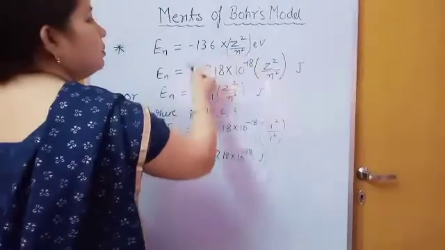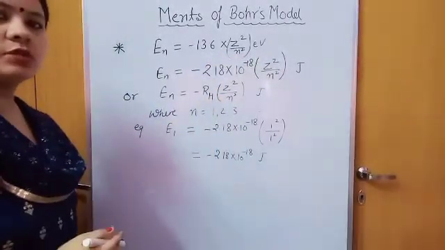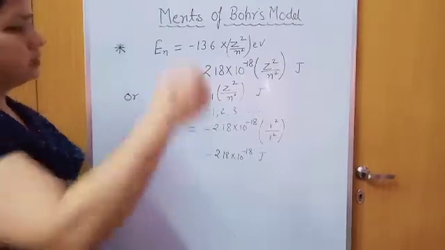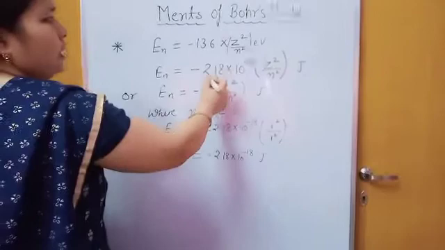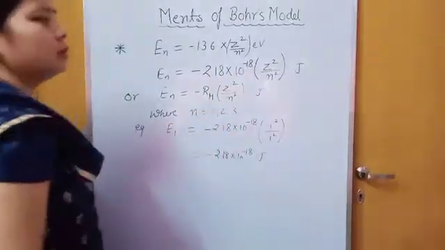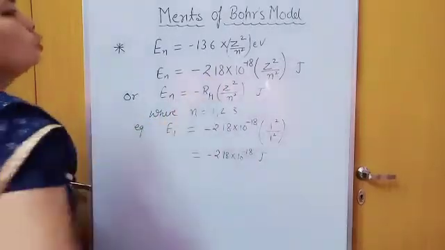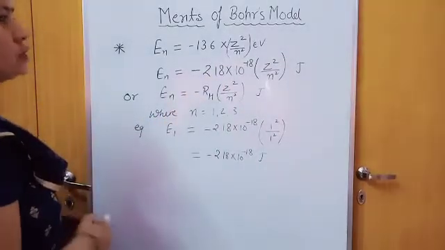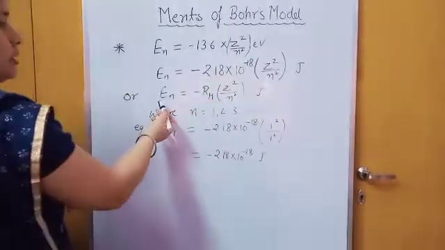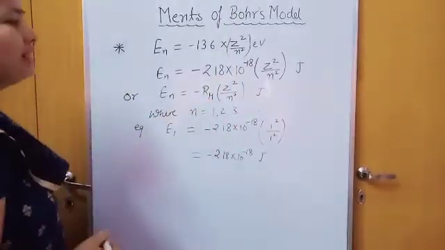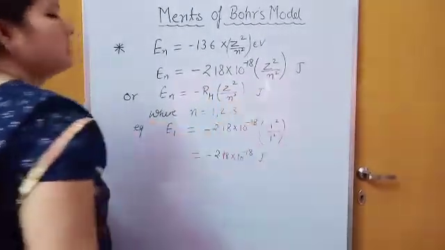Now this term is the Rydberg constant. One value we know is 10 raised to power 7, which we have learned. This is another value of the Rydberg constant in terms of joule, which is minus 2.18 into 10 raised to power minus 18. So instead of this, you can write the expression like this: En is equal to minus RH Z square upon n square, in joule.